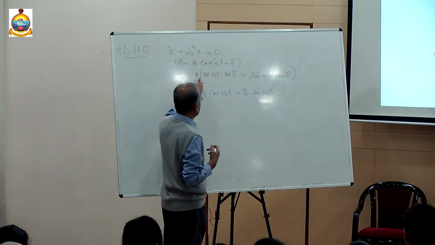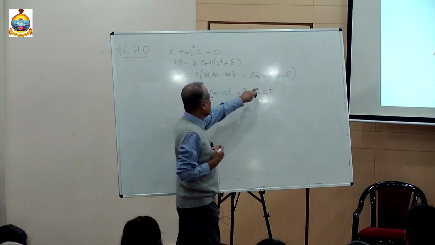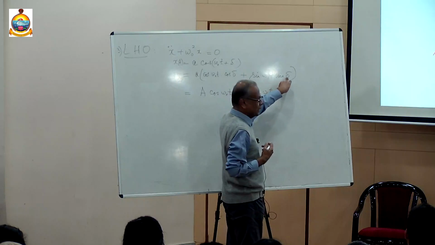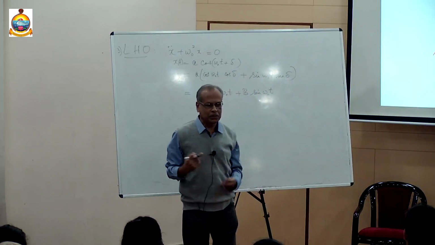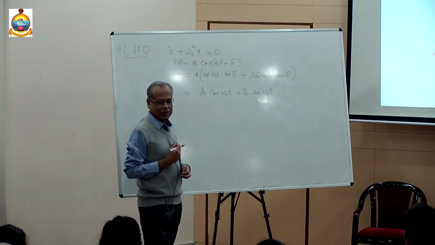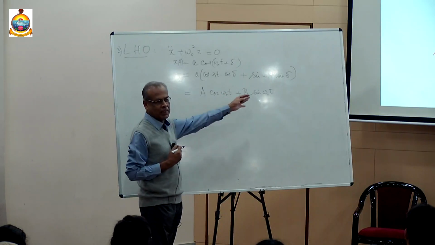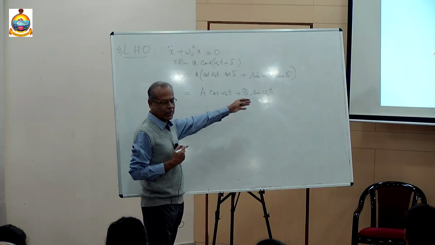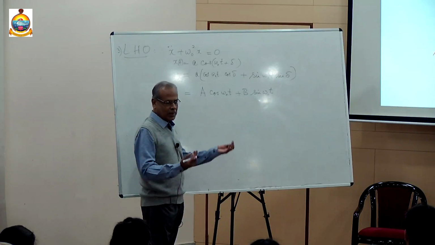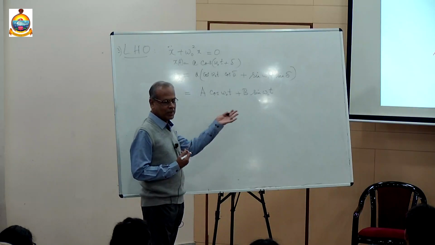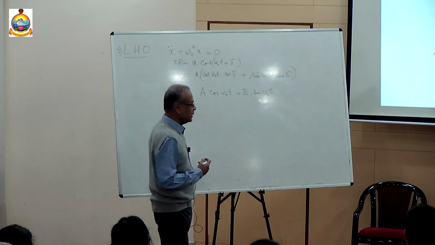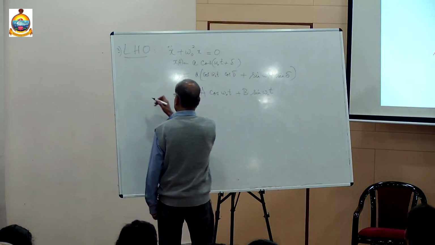So I can write this as a cos omega naught t plus b sin omega naught t, where a is small a cos delta and b is small a sin delta. They are two independent constants. And what are the two independent solutions? Cos omega naught t and sin omega naught t. Why are they linearly independent? You calculate the Wronskian. What is the Wronskian? It will be 1. So they are two linearly independent solutions, hence the most general solution.